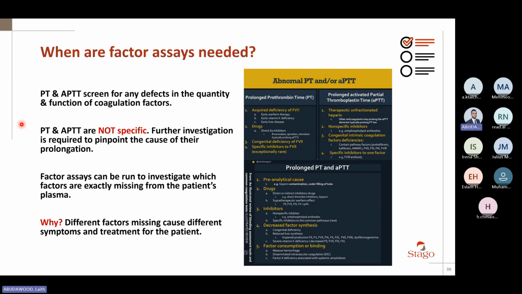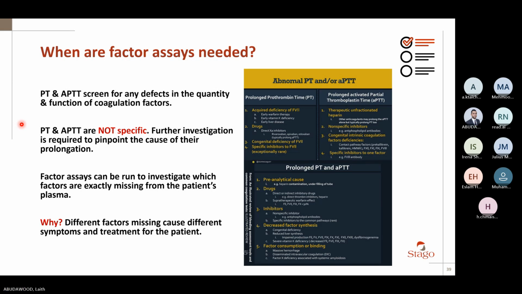Because, for example, with factor 12 deficiency, these patients are completely normal. They have no clinical symptoms, no bleeding whatsoever. They are completely normal, just like me and you. So it's important for us to know what is the missing factor and what is the level of the missing factor. For example, factor 8, if you have less than 1%, you are treated completely differently from someone who has, let's say, 60% or 50%, which is not really a deficiency.